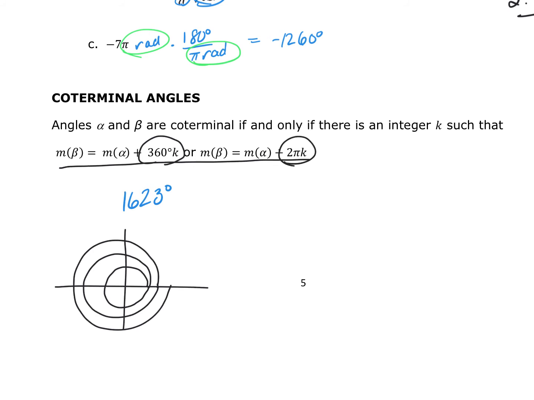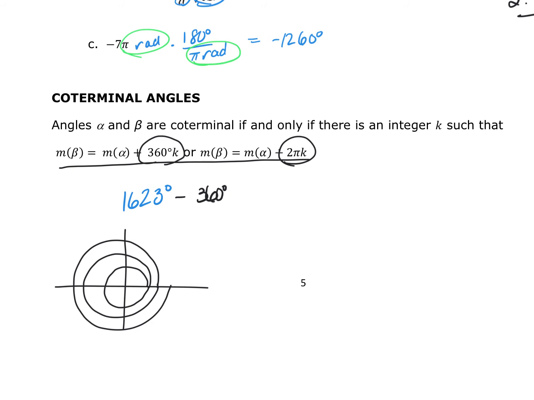And if they start and end in the same place, if they have the same initial side and the same terminal side, then we say those two angles are coterminal. So I'm going to take my 1623, and I'm going to find a coterminal angle. That means I'm going to pull off a multiple of 360 degrees. I can do it one at a time, but I'm not inclined to do that.